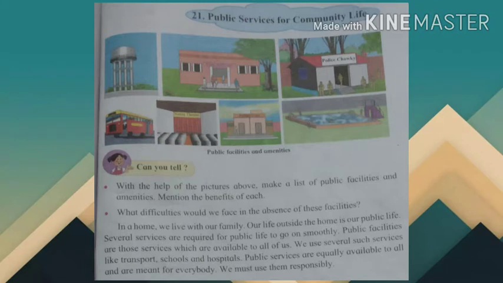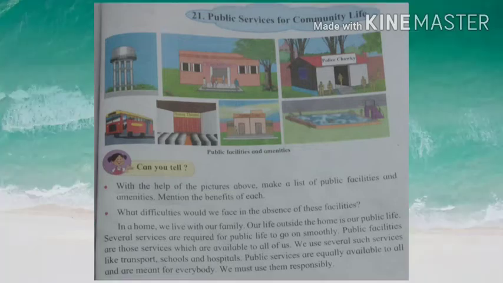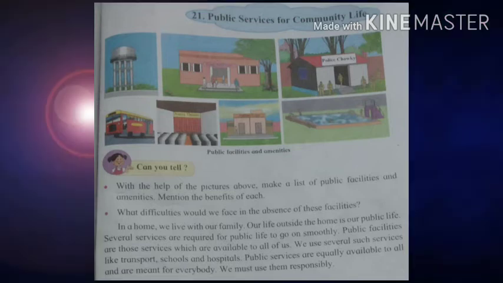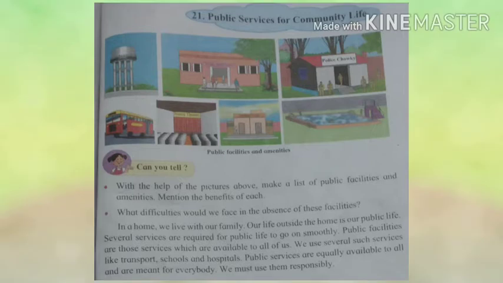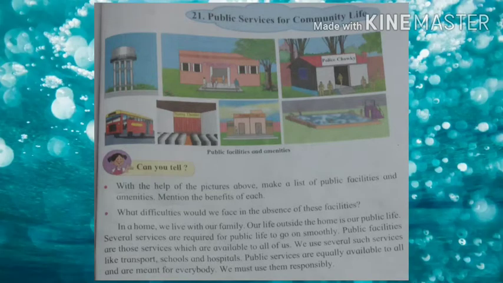Dear children, first I will explain all the public facilities in this picture. Now others are bus stand, railway station, bank, post office, library, airport, and so many more. So many public facilities. Next is, what difficulties would we face in the absence of these facilities? If these facilities are absent, you would face so many difficulties.